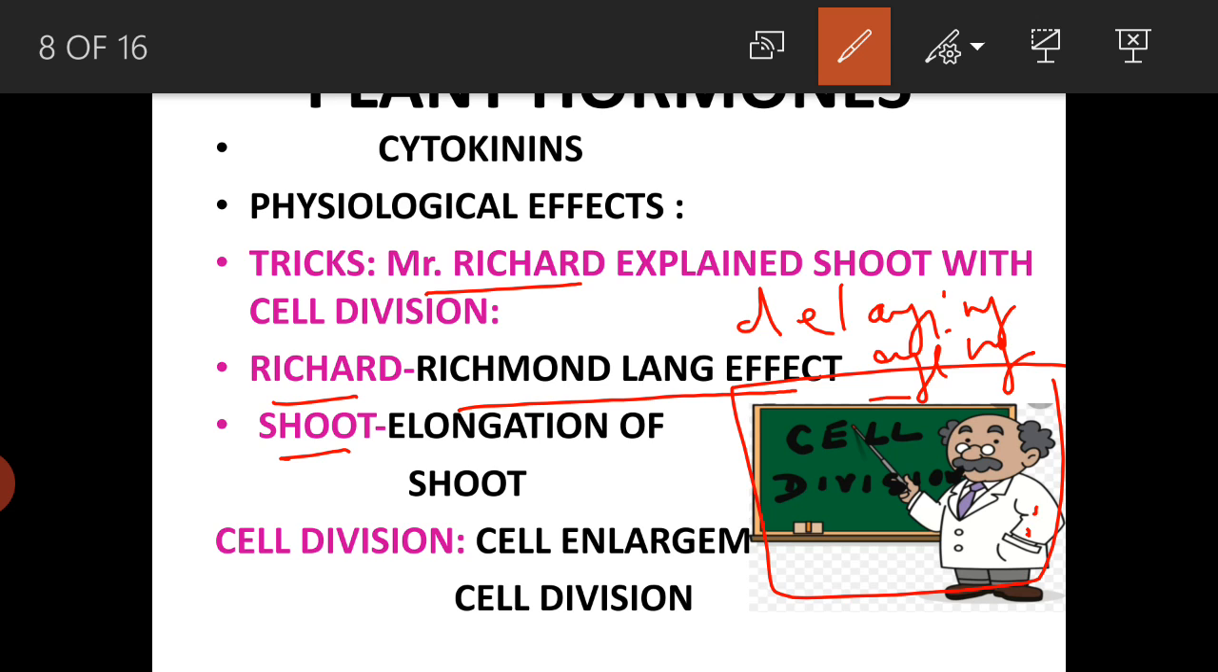Here the shoot refers to the elongation of the shoot system. Cell division indicates that cytokinin helps in cell elongation and also in cell division. So to remember the physiological functions, remember this trick: Mr. Richard explained the shoot with the cell division.